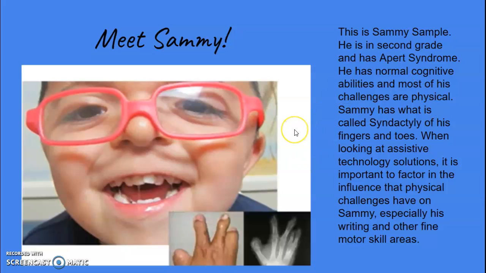When looking at assistive technology solutions, it is important to factor in the influence that physical challenges will have on Sammy, especially his writing and other fine motor skill areas.